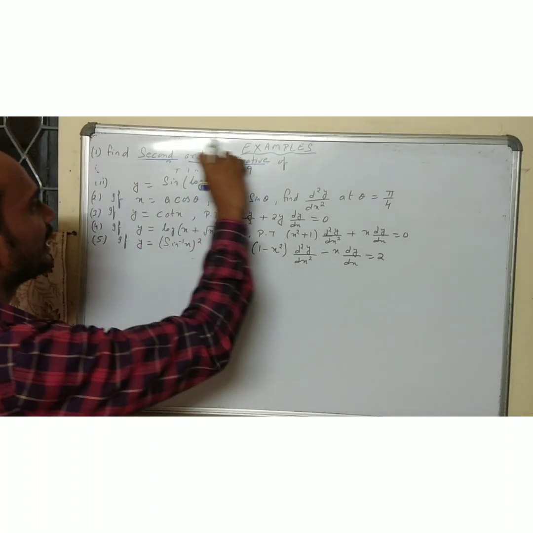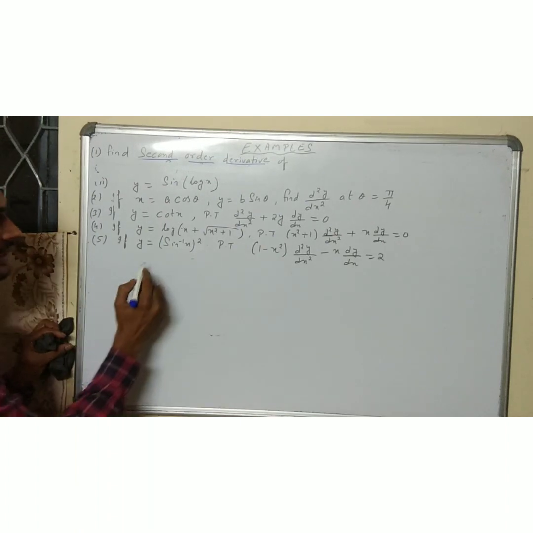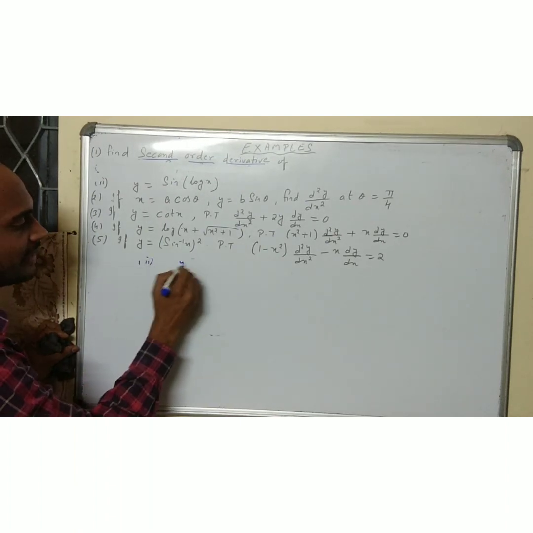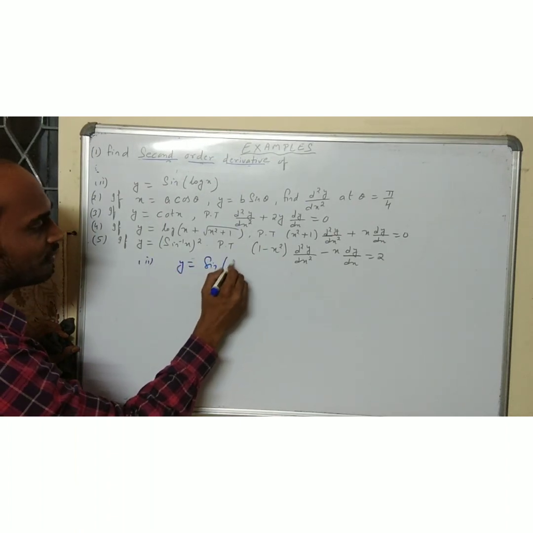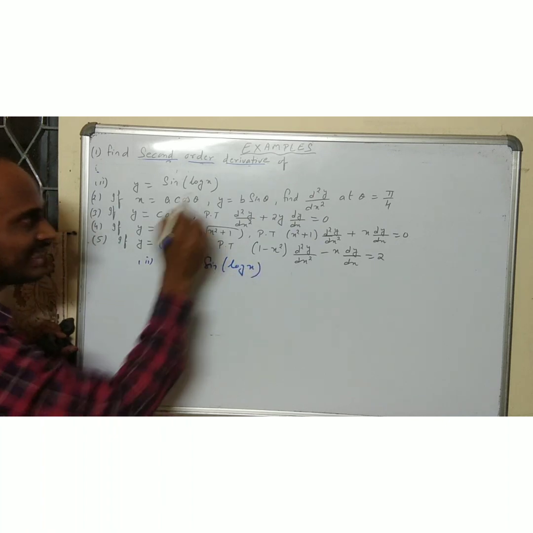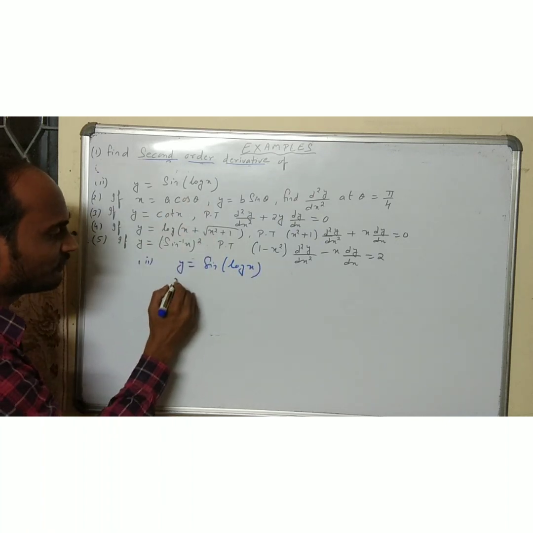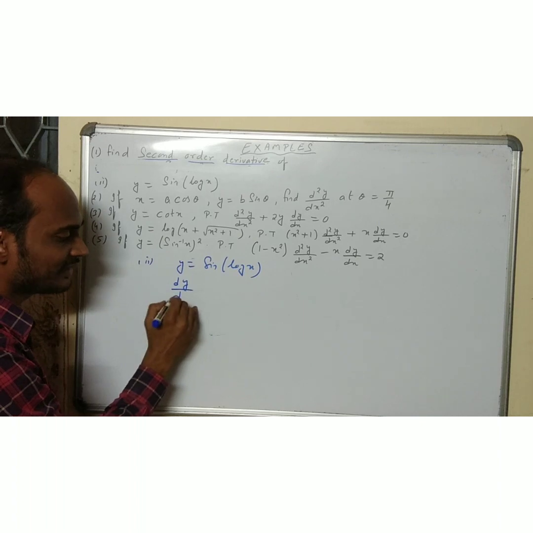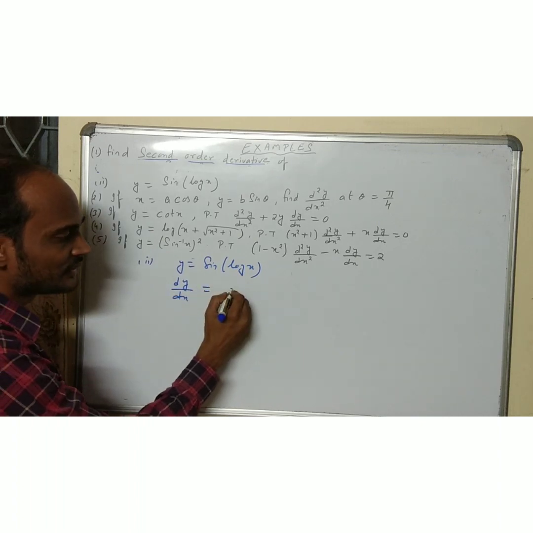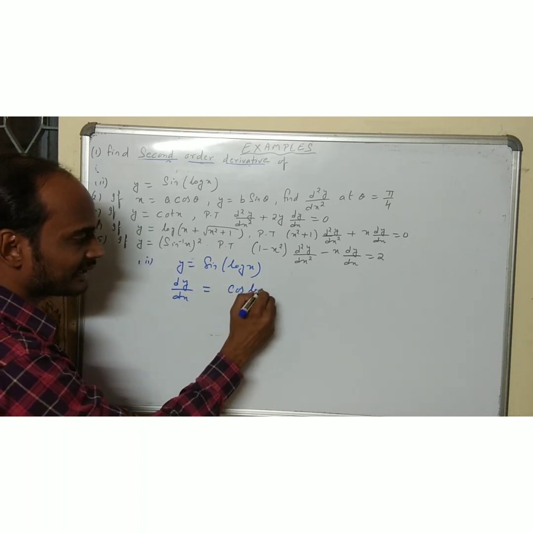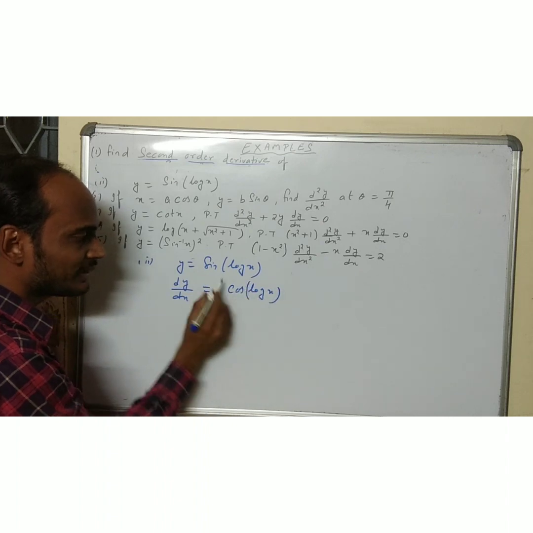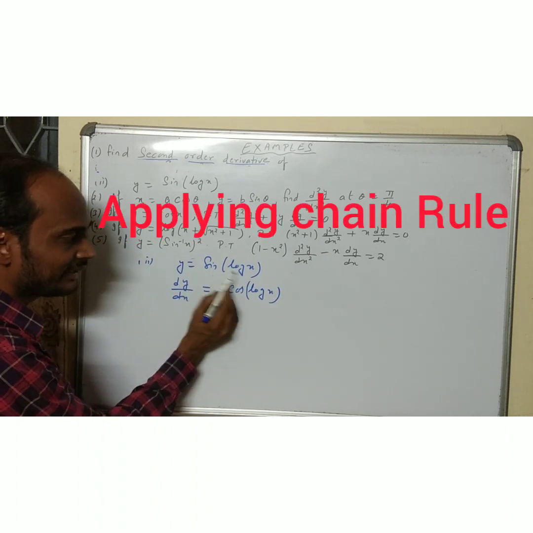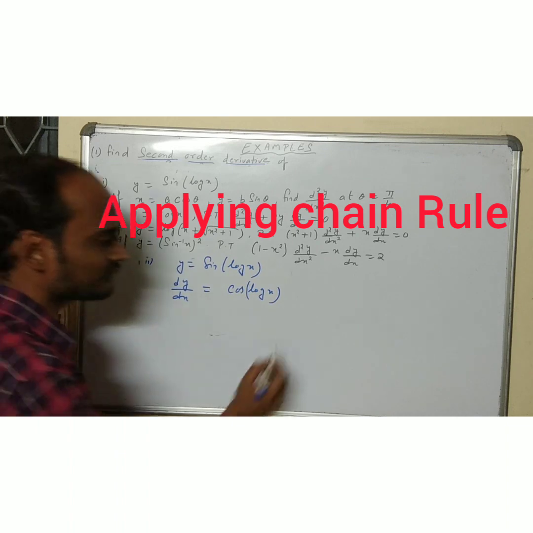It is given to you that y equals sine log x, and we have to find the second derivative of this one. For finding this, first you find the first derivative, dy by dx, which will be cos log x. As you know the derivative of sine is cos, and in the angle log x is there, so that log x we will write.